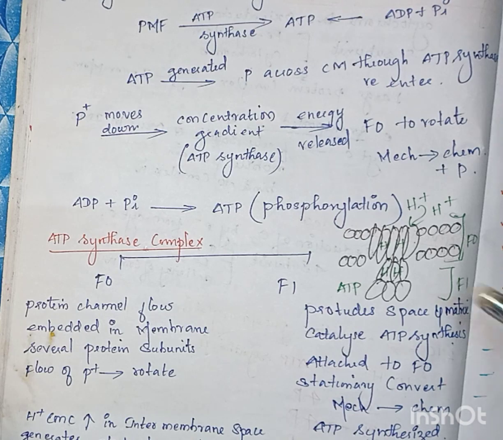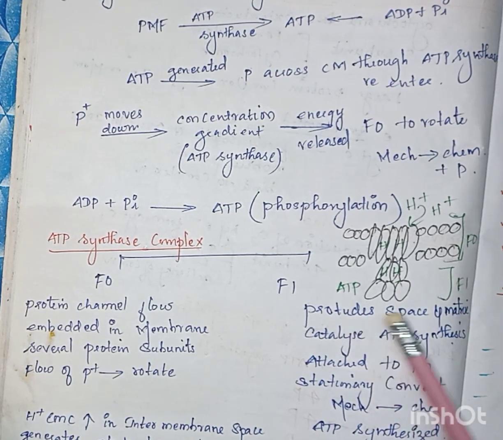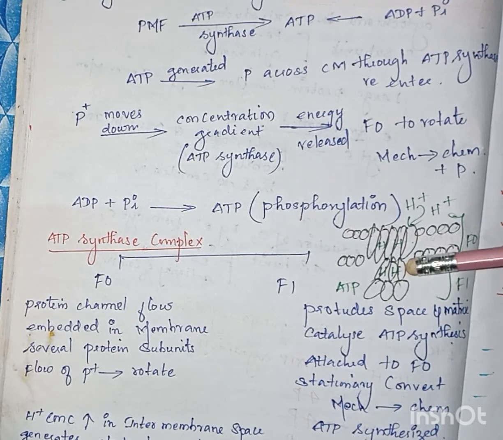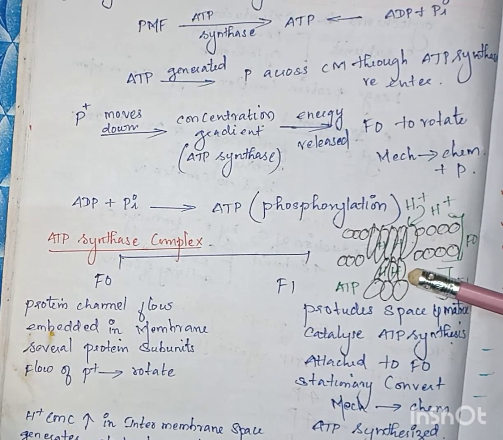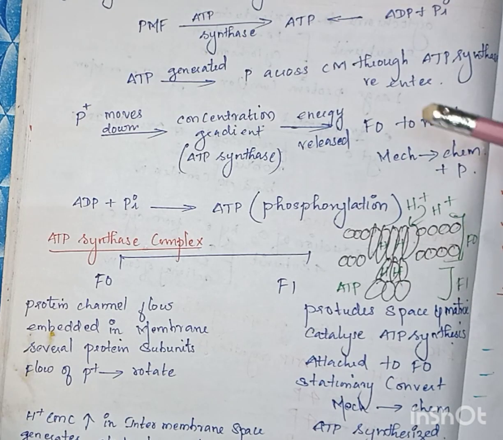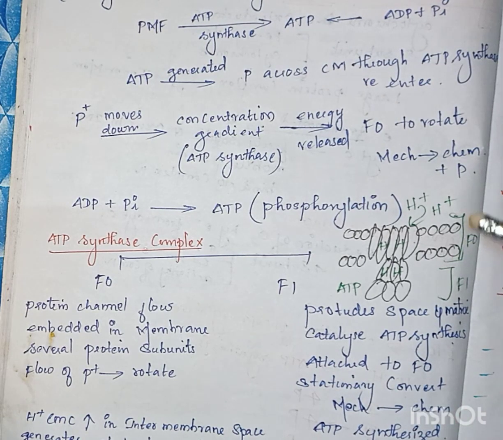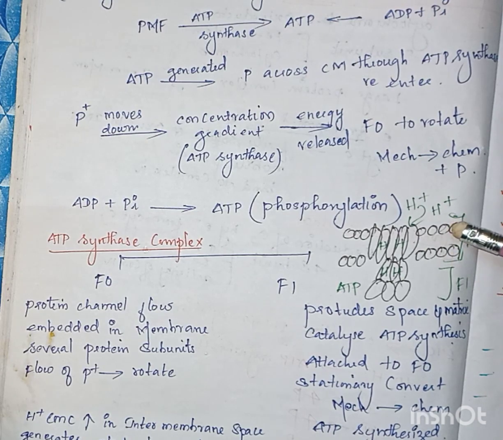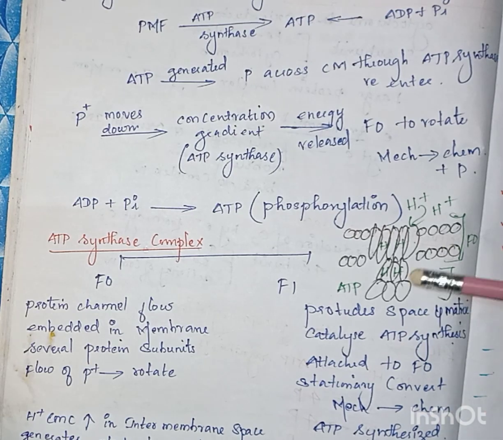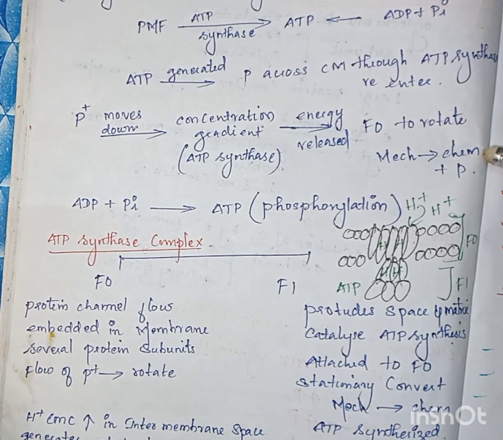F1 is the region that protrudes into the matrix. It is where ATP synthesis is catalyzed. Here ADP plus inorganic phosphate is converted to ATP. This is attached to the F1 region. Both are stationary parts. Only the rotor rotates, in proportion to how many H plus ions are coming inside. So it converts the mechanical energy to chemical energy, and ATP synthesis will occur.